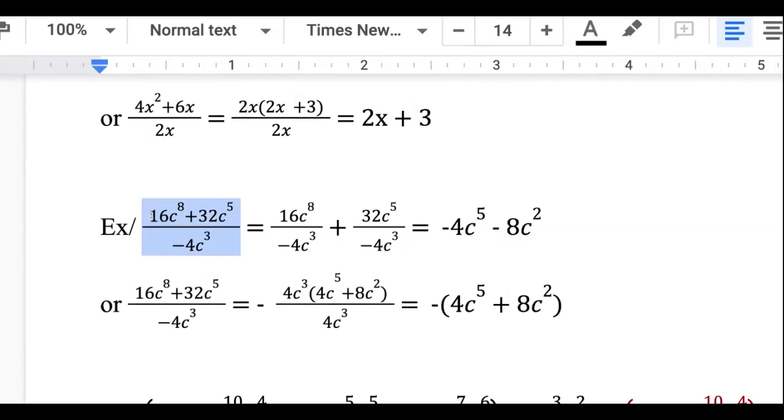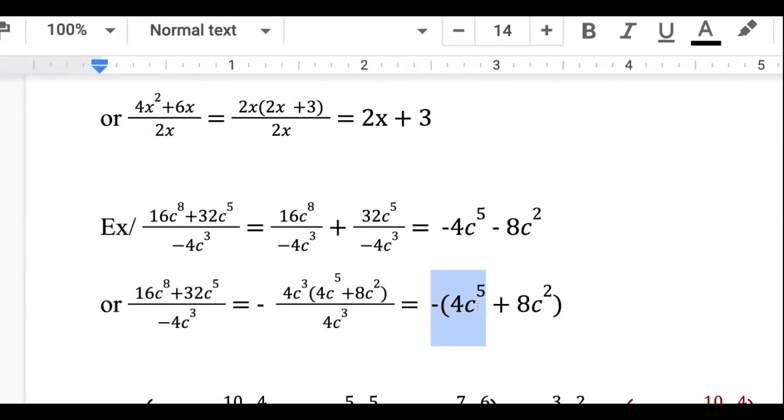Well, similarly, this one was split into two. 16 divided by -4 is -4. C to the 8 divided by C to the 3 is C to the 5. So we have negative 4C to the 5th. The second term, 32 C to the 5th divided by -4 C cubed: 32 divided by -4 is -8. C to the 5th power divided by C to the 3rd power is C to the power 5 minus 3, which is 2.